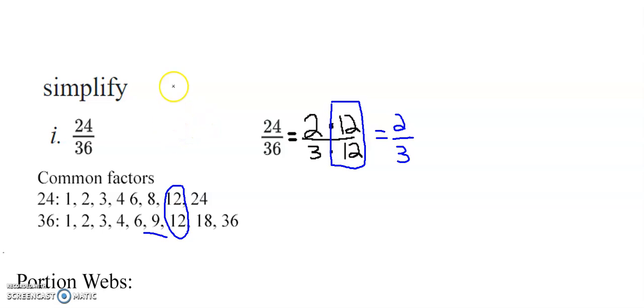Now, if that is a little too much for you, that's okay, right? You can go here and just start chopping it up. So I know 12, 18. And then I know both of these have a 3. So I could do 4, 6. And I know I can cut those in half. And that gets me 2/3 as well.